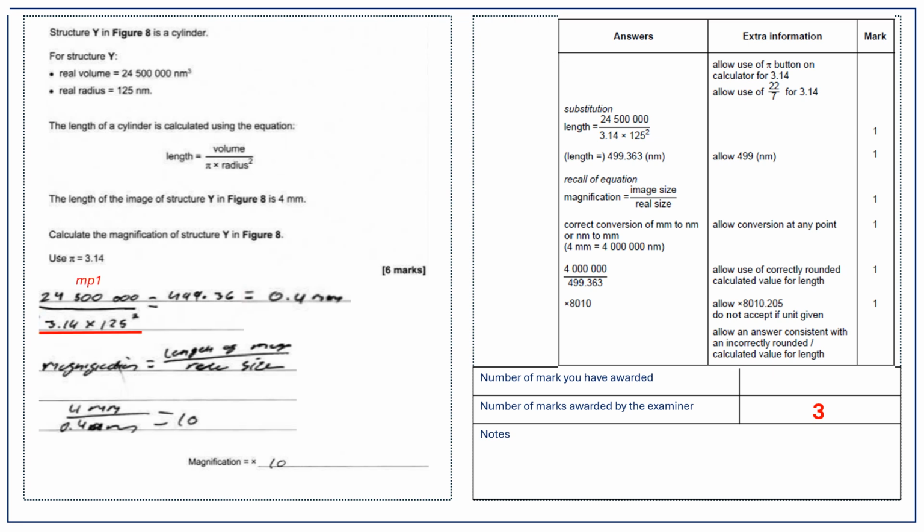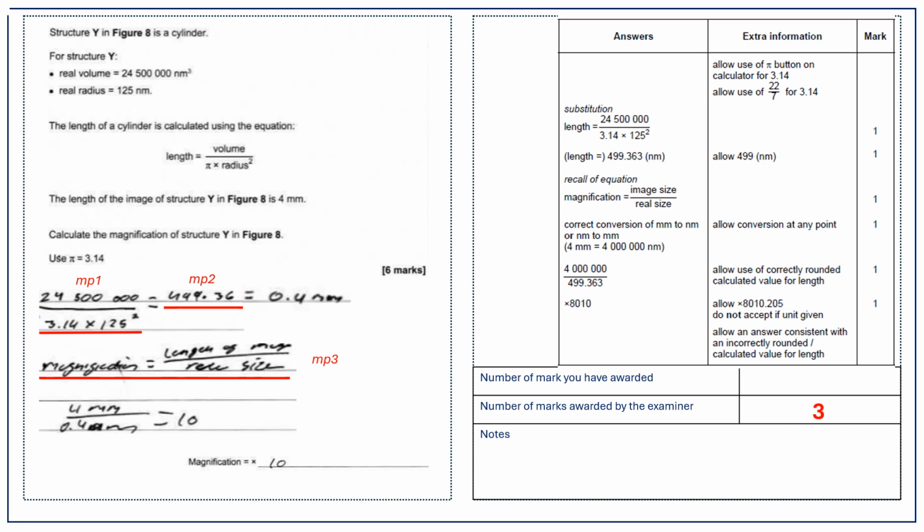Marking point 1 was awarded. The student correctly used the information from the question and substituted the correct values into the equation that was given. The student also then obtained a correct answer from that calculation, which also gets the student the 2nd marking point. On the next line down in that student's working, they have correctly recalled the magnification equation, and this gets the student marking point 3.